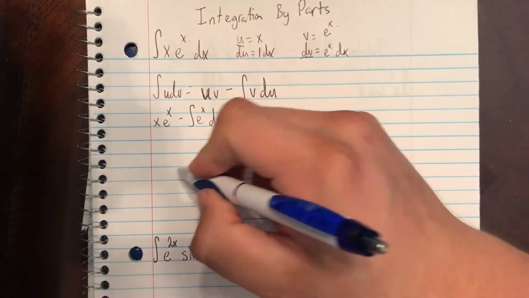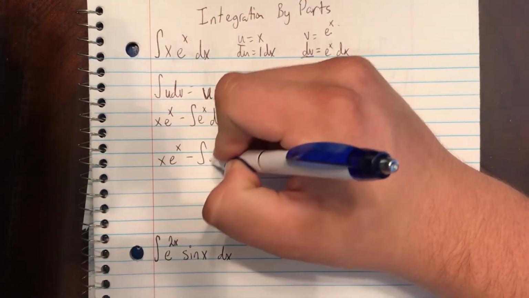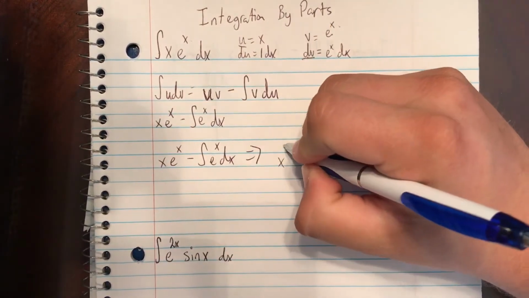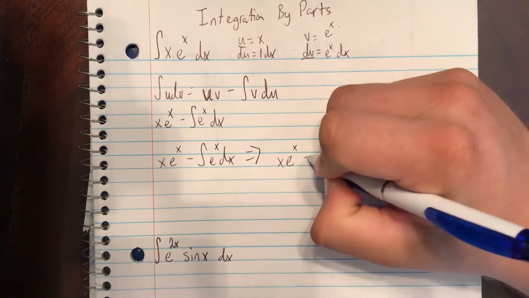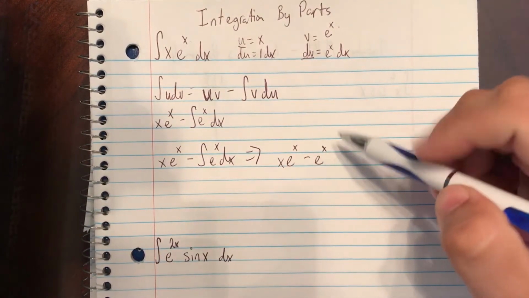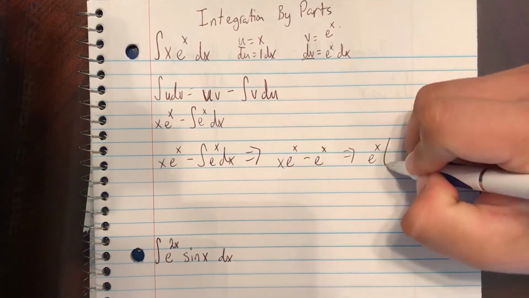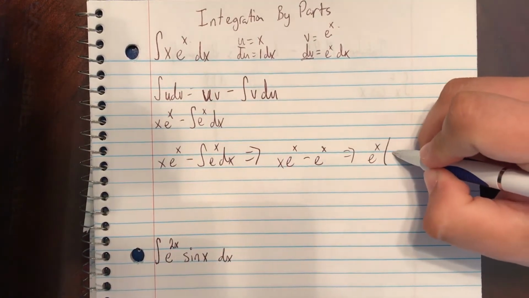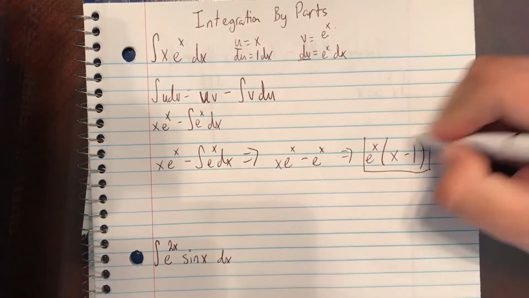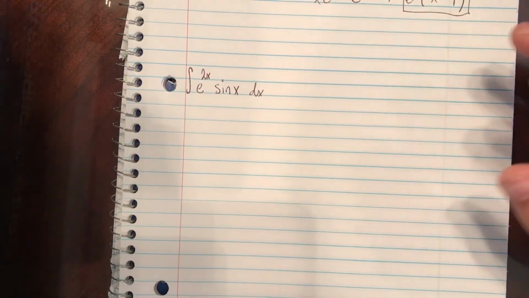So then we have x e to the x minus integral of e to the x dx, which equals x e to the x minus e to the x, because integral of e to the x is e to the x. We'll simplify this a little bit further. We'll have e to the x times the quantity of x minus 1. Okay. We'll go on to the second problem here.